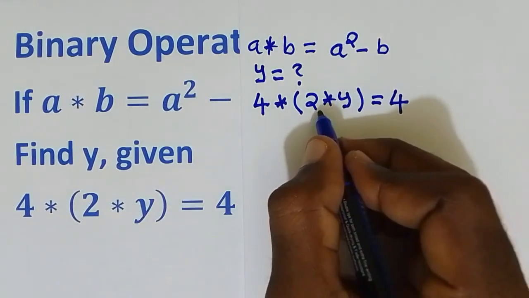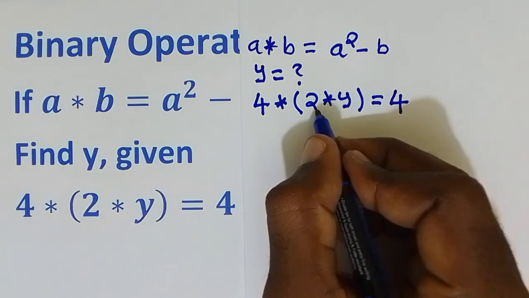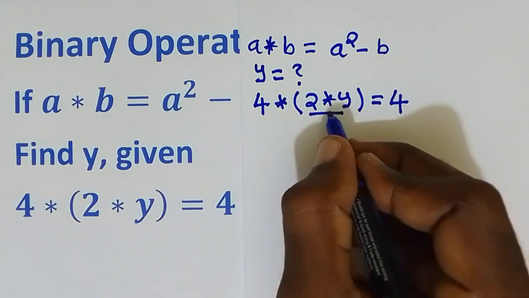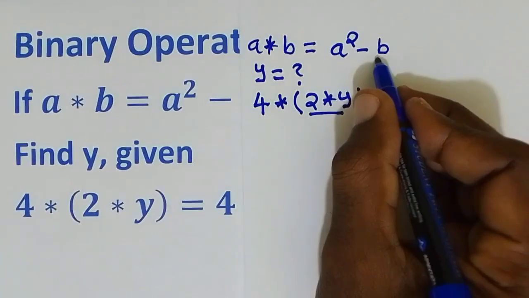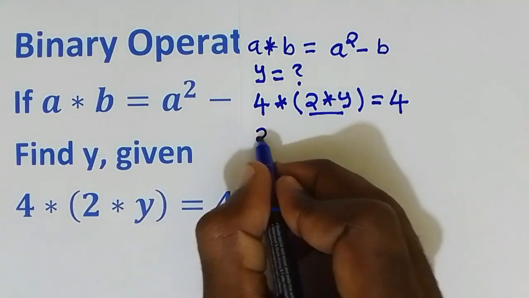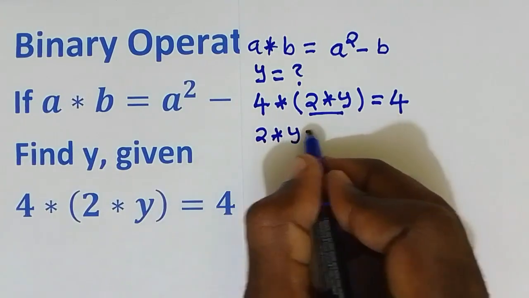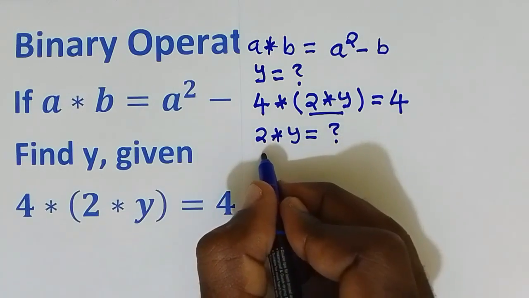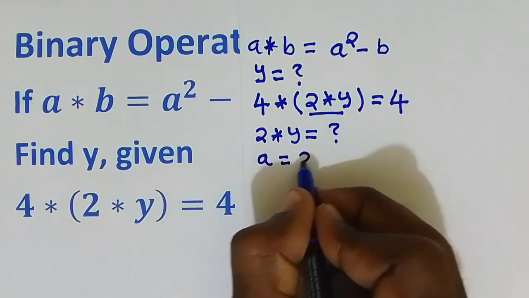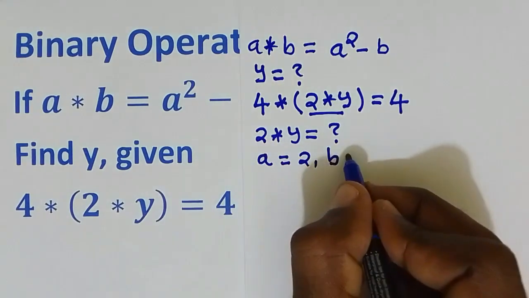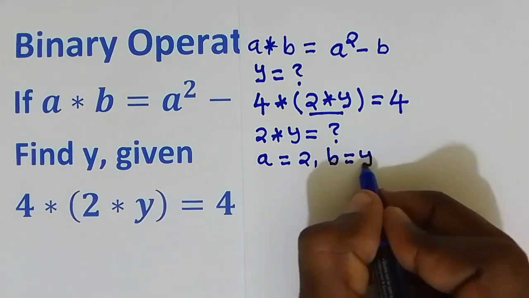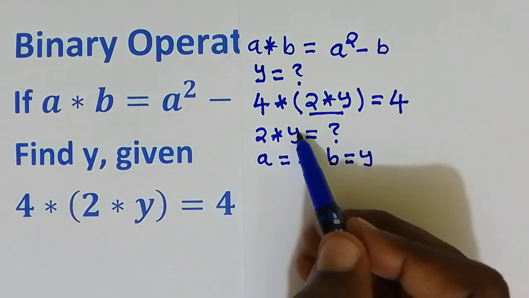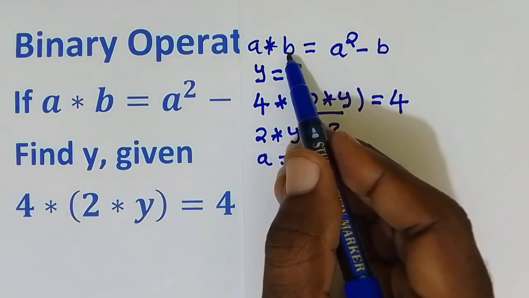The first thing, let us find the value of 2 star y in the inner bracket. We are going to substitute this input to our system of equation. So 2 star y, this is equal to what? Let us compare our input. A is equal to 2 and b is equal to y. That is the first input with the first input and the second input with the second input.